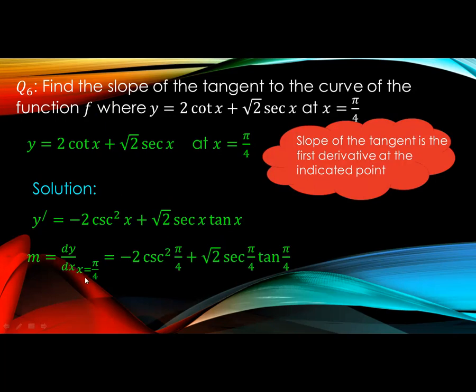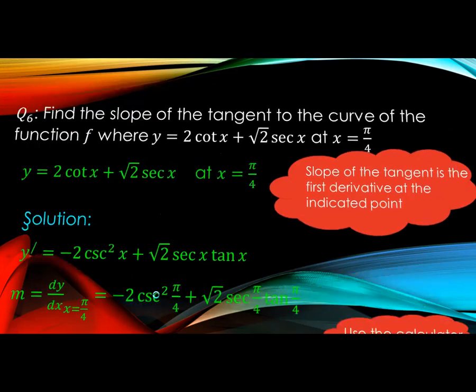And by substituting the value of x that is equal to pi over 4, we get the slope of the tangent. The slope we label by m. It is equal to dy by dx at x equals pi over 4, which equals negative 2 cosec square pi over 4 plus root 2 sec pi over 4 tan pi over 4. And you can use the calculator to find the value of the slope that is equal to negative 2. The request is to find the slope, so the slope of the tangent at x equals pi over 4 is negative 2.